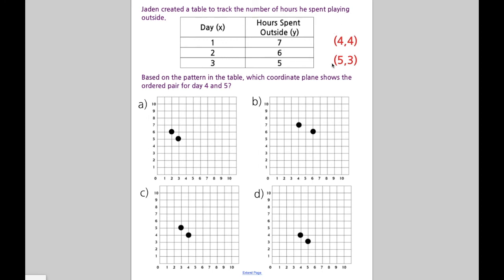Right here are the ordered pairs that we just discovered from looking at our table. So these are the numbers that I'm going to look at because I continued on 4 and 5, and now I just have to find these within my answer choices. So let's take a second, look at each answer choice. Pause if you need to. And based off of these ordered pairs, I can see that the correct answer is D. 4, 4 is over 4, up 4, and 5, 3 is over 5, up 3.